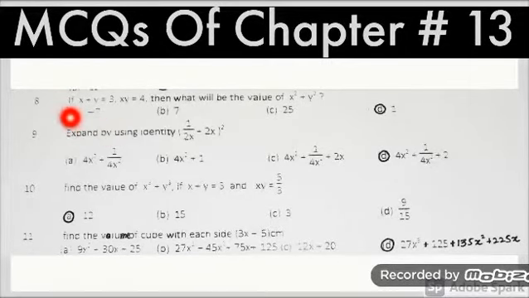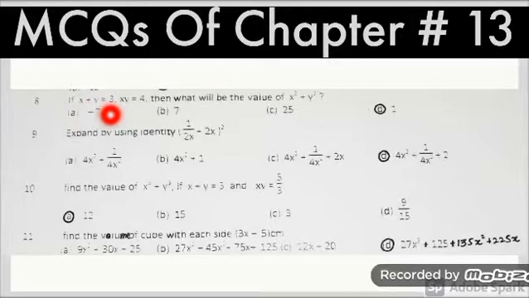MCQ number 8: if x plus y is equal to 3 and xy is equal to 4, what is the value of x square plus y square? To find the value of x square plus y square, we will take the square of this equation on both sides. After taking the square, we will get (x plus y) whole square is equal to 3 square. (x plus y) whole square will be equal to x square plus y square plus 2xy, and 3 square will be equal to 9.